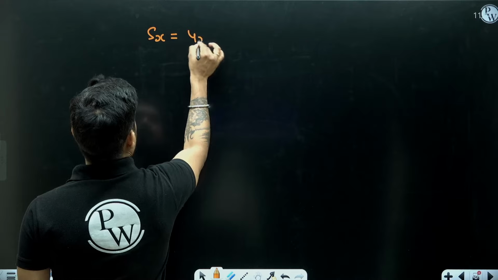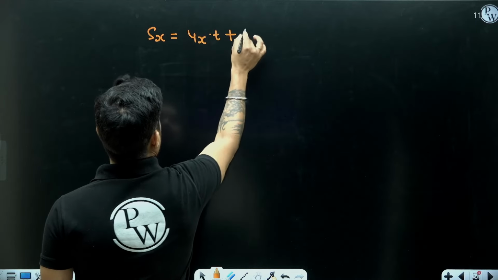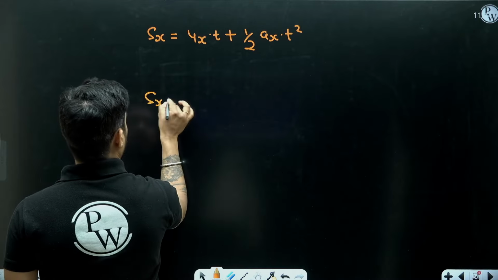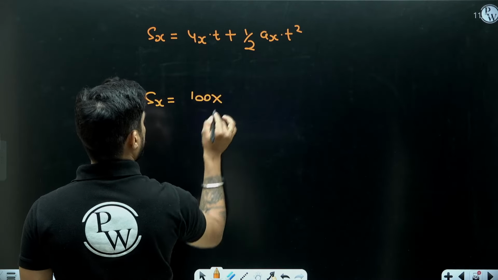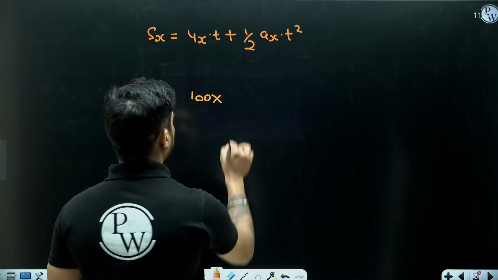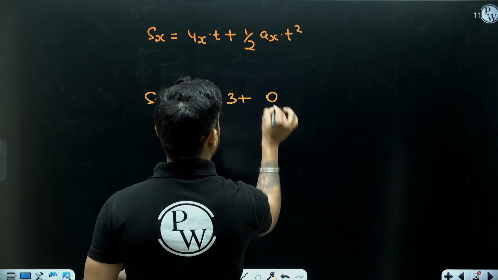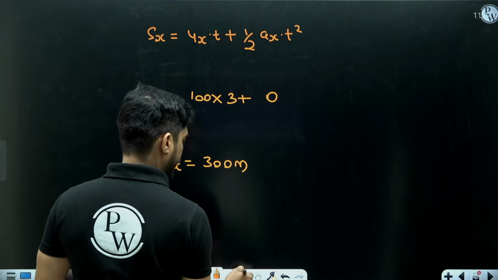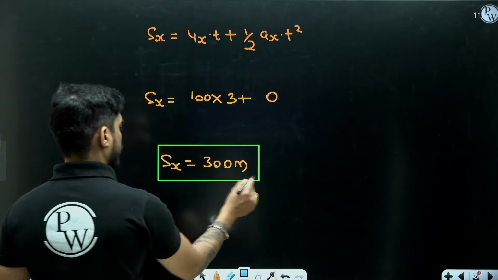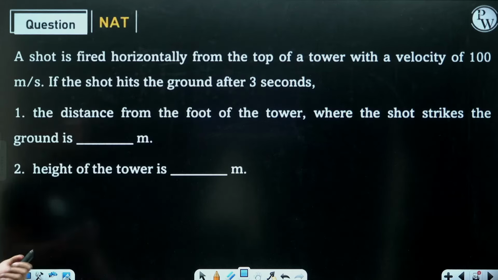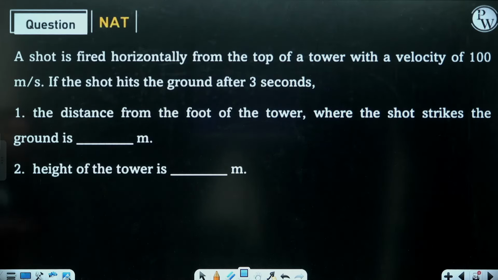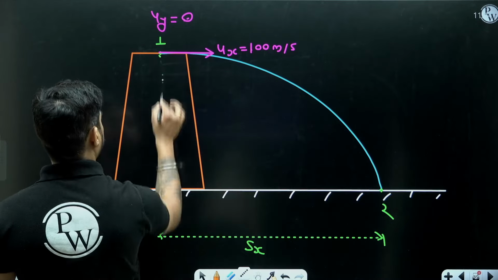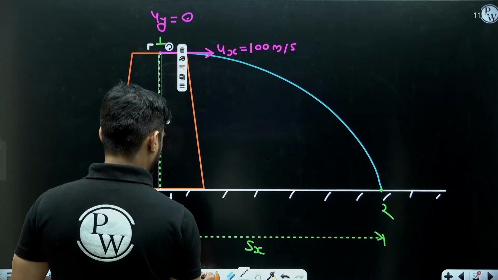Sx will be equal to ux into t plus half ax into t square. Now ux is 100 meter per second, t is 3 seconds and ax is 0. So Sx is 300 meter. So it strikes the ground 300 meter from the foot of the tower. Second, the height of the tower. So they are asking also for Sy, the height of the tower.